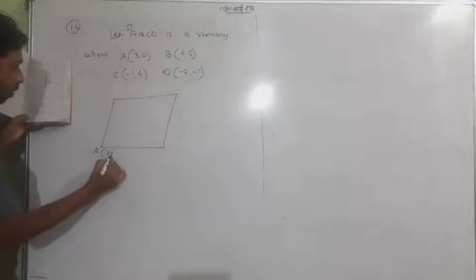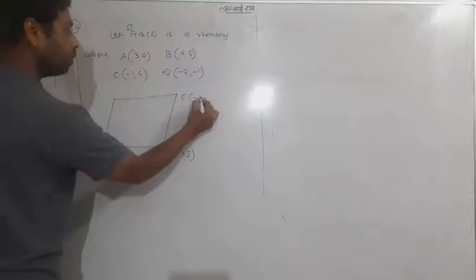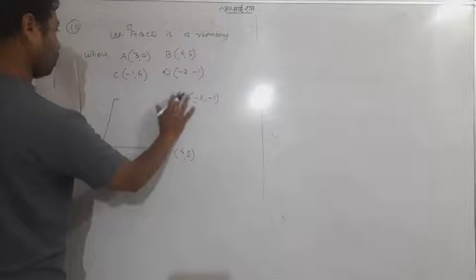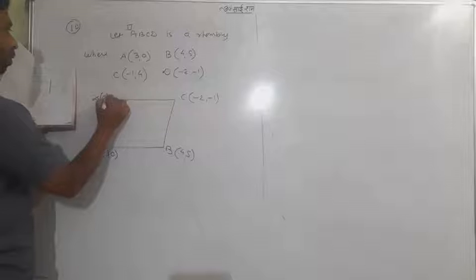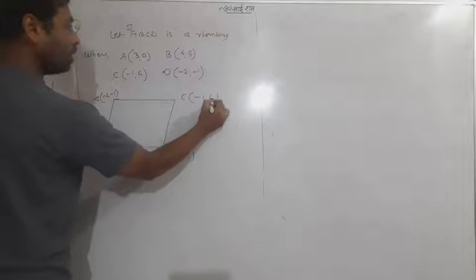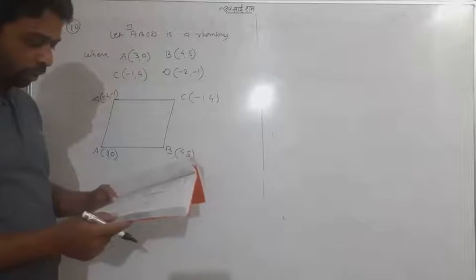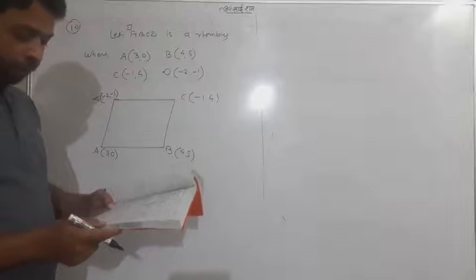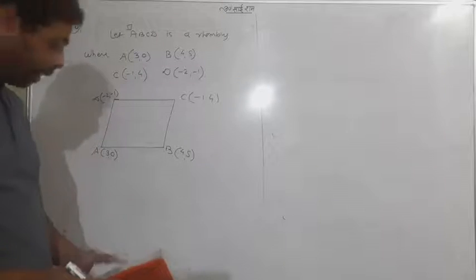A, B, C, and D. Okay. Now these are the 4 points. These are the vertices of the rhombus ABCD. What does the question say? Find the area of the rhombus, and a hint is given. The area of a rhombus is half the product of the diagonals.